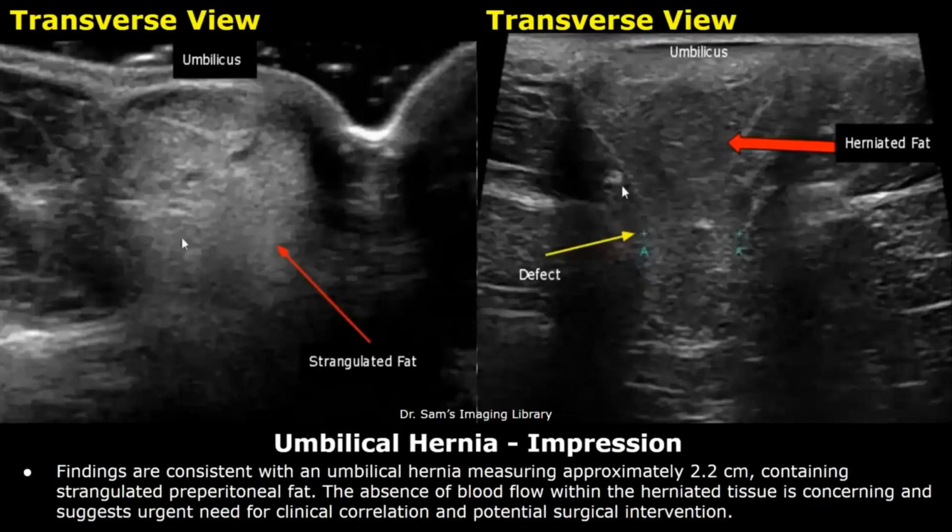Here is the impression. Findings are consistent with an umbilical hernia measuring approximately 2.2 centimeters, containing strangulated preperitoneal fat. The absence of blood flow within the herniated tissue is concerning and suggests urgent need for clinical correlation and potential surgical intervention.